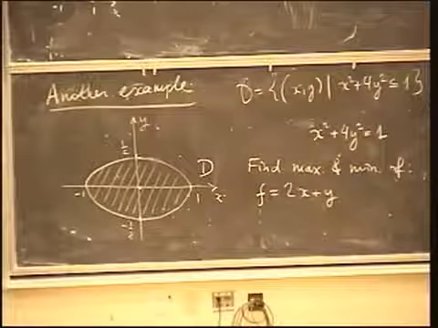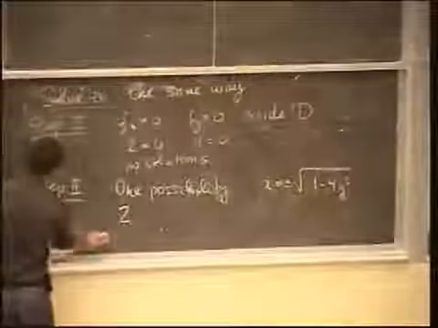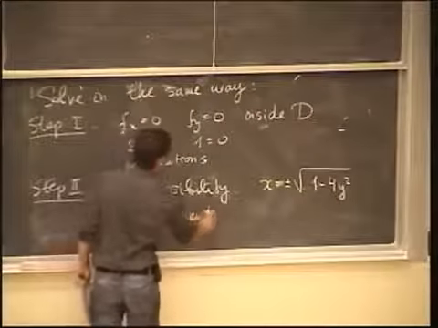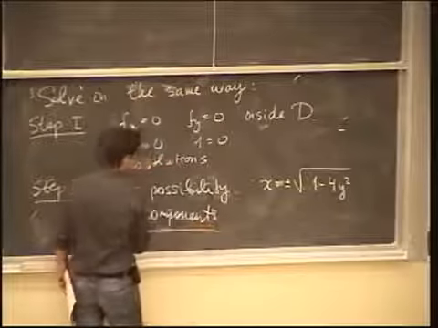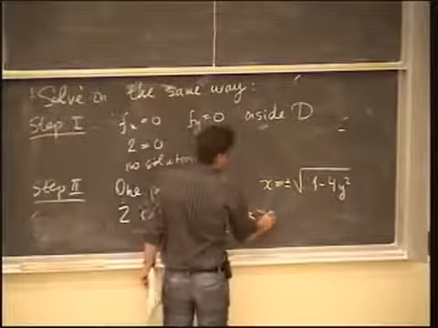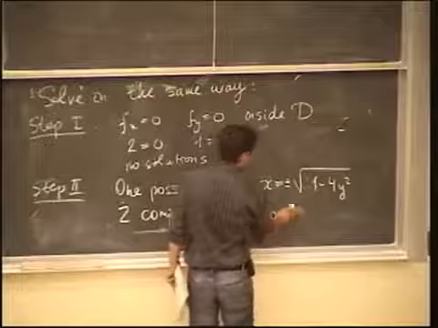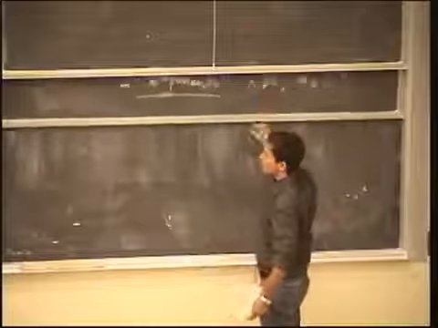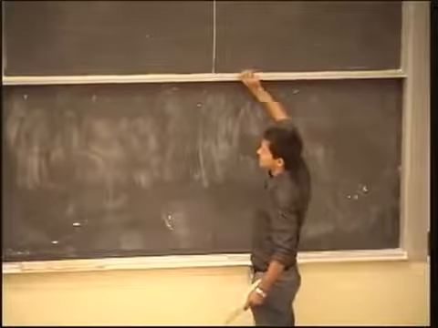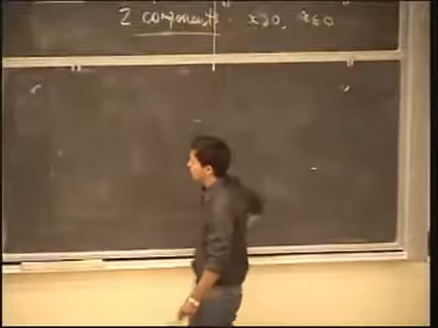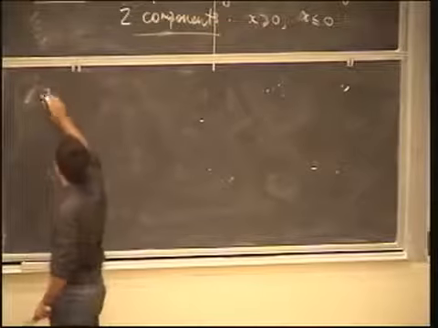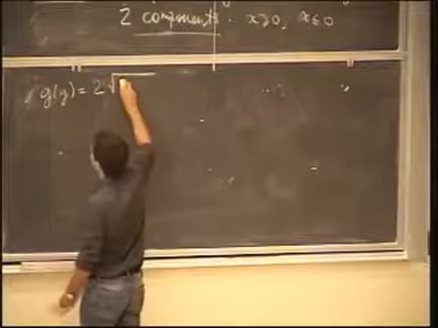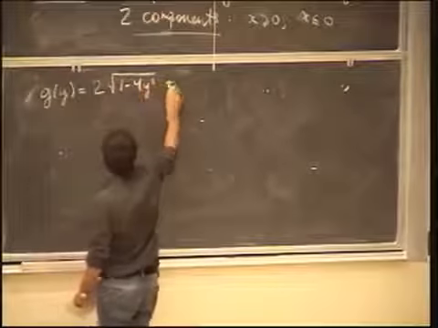Once you do that, you have two components. Let me erase this for now. Two components. One is x greater than or equal to 0, and the other one is less than or equal to 0. And then you can try to solve the problem on each component, right? So you would get the function, say, g of y, which is equal to 2 times the square root of 1 minus 4y squared plus y.